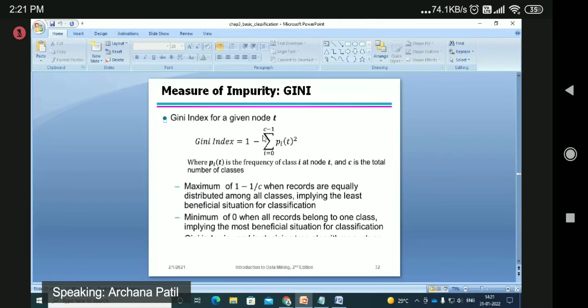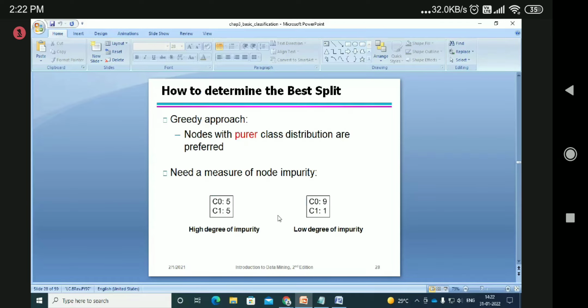Then the Gini index is the same formula they have given. They have just listed what the maximum value of the Gini index can be, and the minimum value can be zero. Okay, what does zero mean? The purest, there is no error in that. No impurity. You will get that when you have a class distribution of 9 and 0, so all the instances belong to the same class. Then the Gini impurity will be zero, and impurity will be maximum when they have equal distribution.